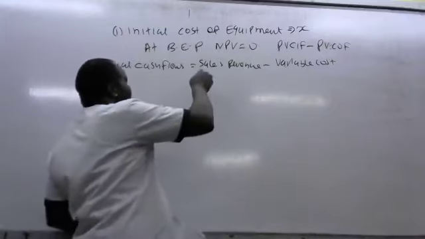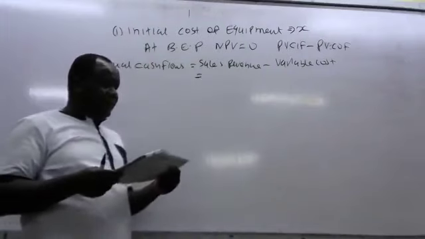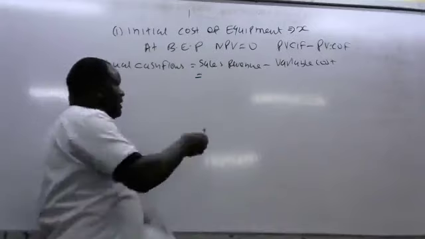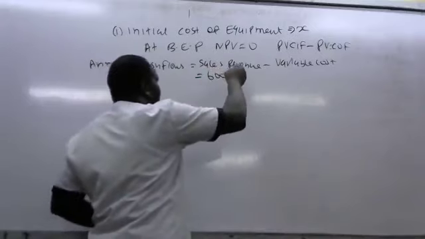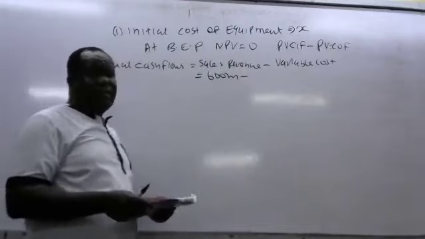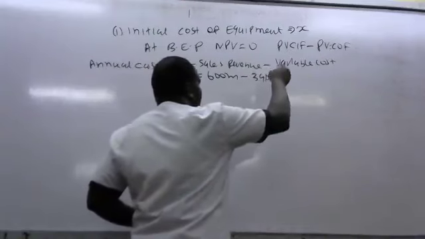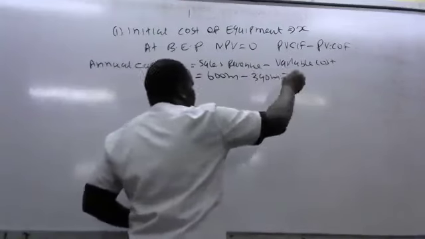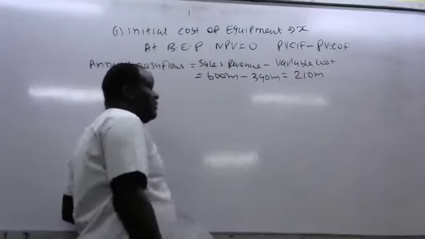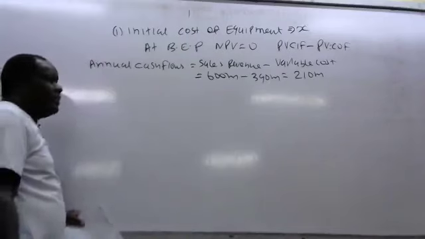Under the initial cost, sales revenue was given as 600 millions. We take the 600 millions and minus the variable cost, which is 390 millions. That gives us 210 millions.